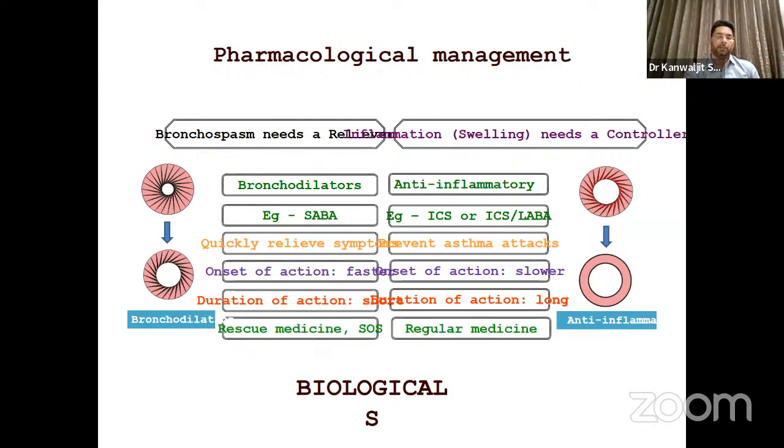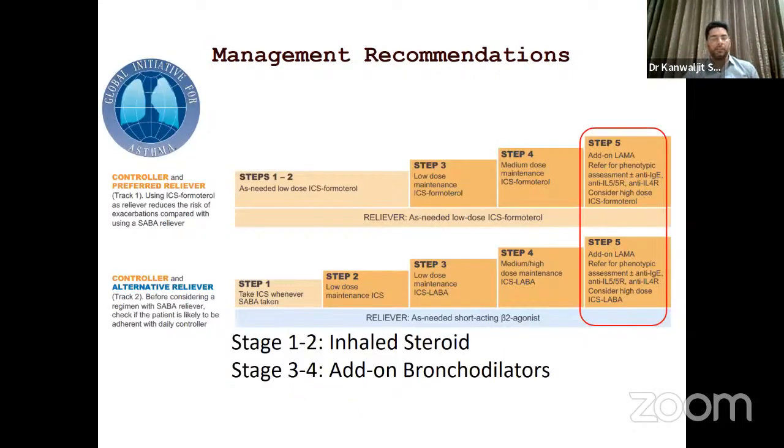Bronchodilators, that is SABA or formoterol, is used as a rescue medicine, and inhaled corticosteroids are used as regular medicine. So this is a chart showing the steps of asthma management. In step 1 and 2, we use inhaled corticosteroid plus formoterol according to the latest guidelines. And in step 3, we use low dose maintenance ICS plus formoterol. And in step 4, we upgrade to the medium dose. And still, if uncontrolled, we add on long-acting antimuscarinic agent.